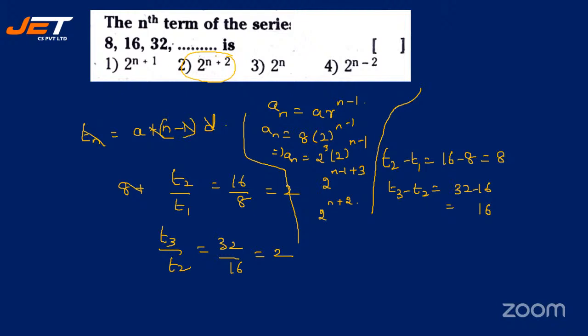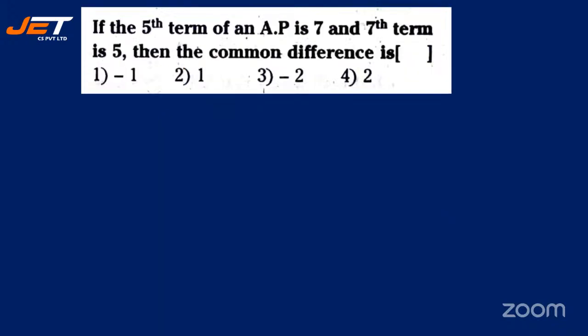All right, students, let's move on to the next sum. It's the fifth term of an AP. What is the fifth term? T5. T5 is equal to 7. Okay, and the seventh term, T7, is equal to 5. Then they're asking us the common difference, that is D. Right? Yes. So now let us work it out.